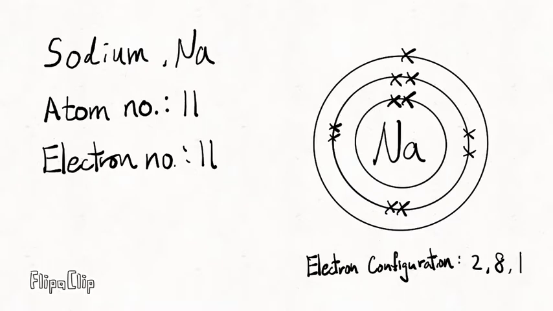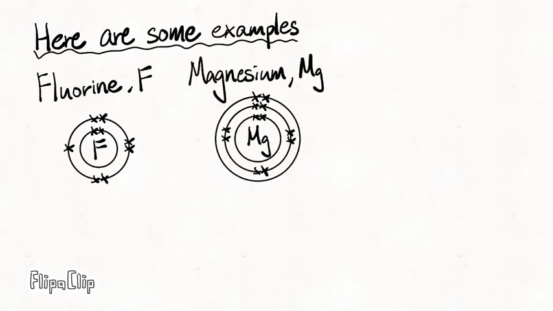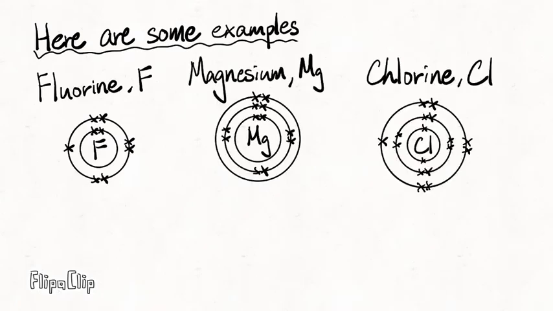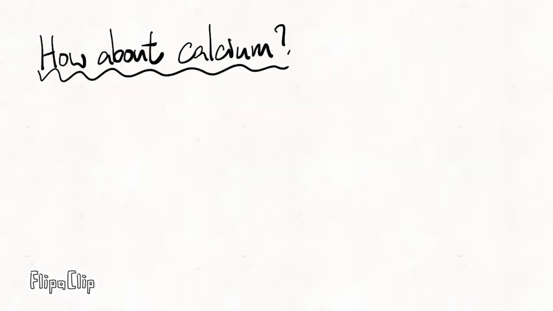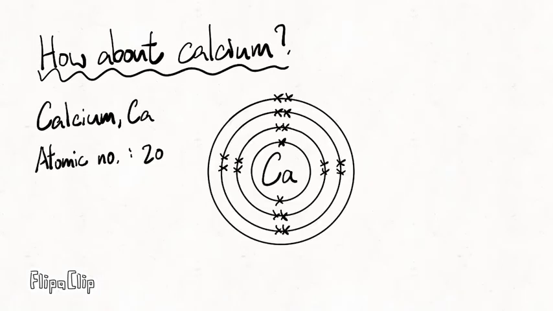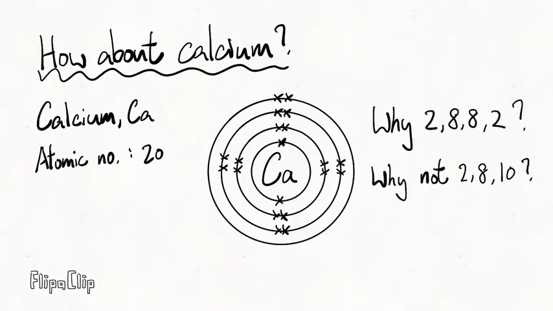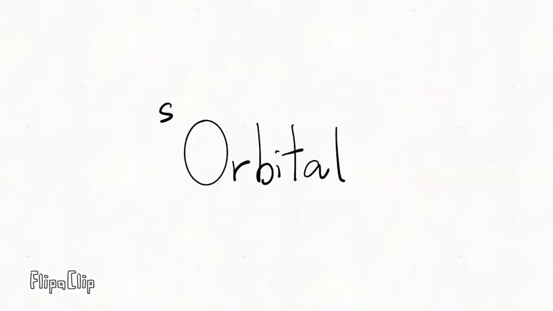Here are other examples: fluorine, magnesium, and chlorine. For calcium, it has 20 electrons with the 2882 electronic configuration. You may have a question: why not 2810? It can be explained by the atomic orbitals.